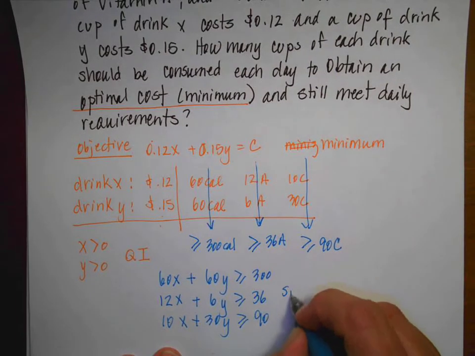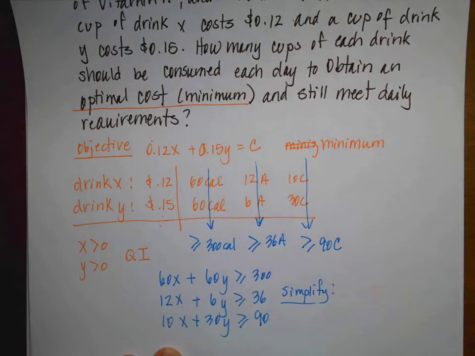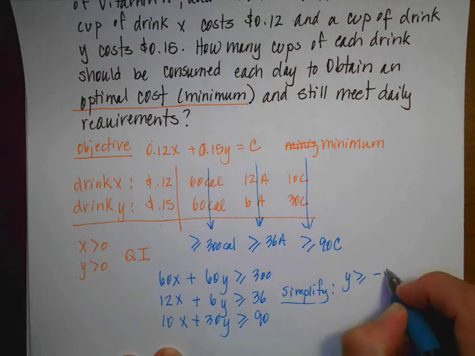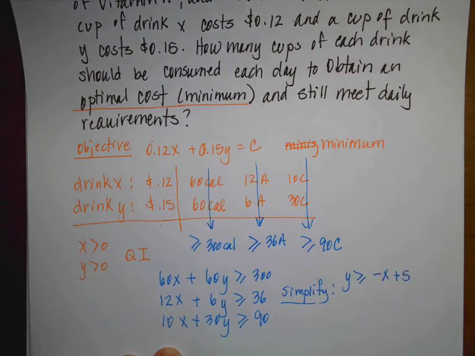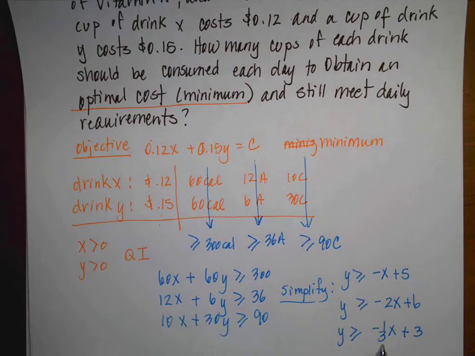Okay? So if I simplify, and I'm just going to assume that you can do this because you're brilliant math humans, when I simplify all of these equations, this is going to be y is greater than or equal to negative x plus 5. And then this equation is going to be y is greater than or equal to negative 2x plus 6. And the third one is y is greater than or equal to negative 1/3 x plus 3. All right, so these are the equations that I'm going to graph because my graph is going to look a lot more polite.